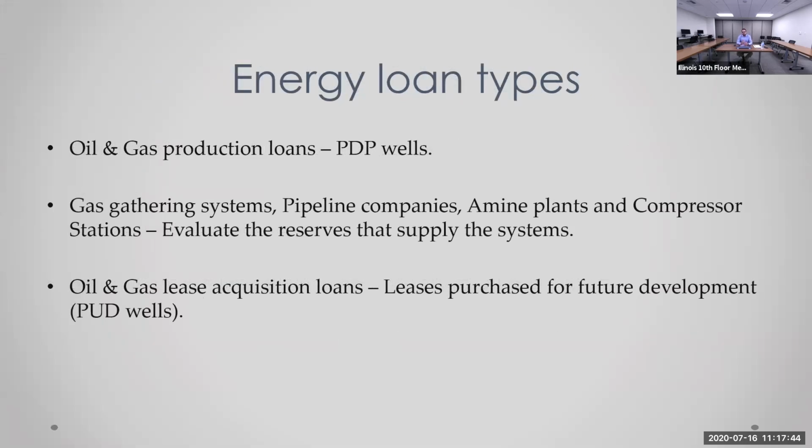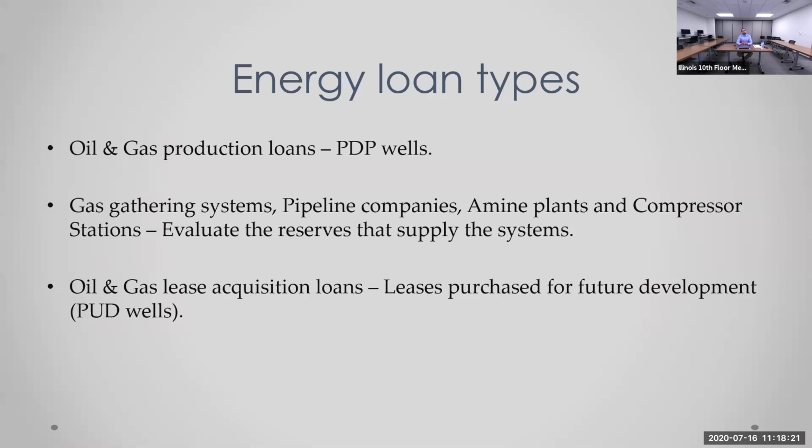Okay, so now that we know a little bit about the role of banks in the industry, let's talk about energy loan types. So again, like I said, PDP, PDP, PDP. Those are the most important collateral that banks like. So we'll loan money on PDPs, and we call those oil and gas production loans. The reason for that is because these properties are producing. So we're essentially lending money against production.